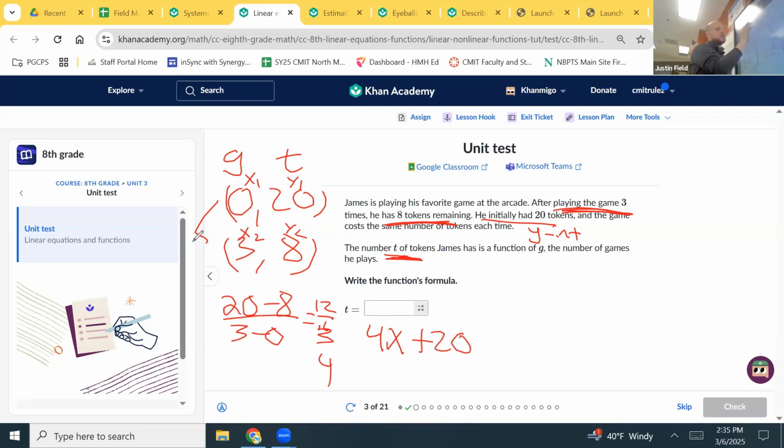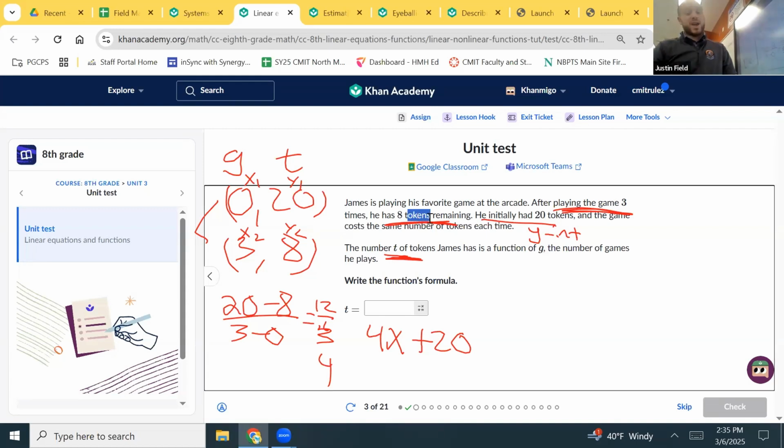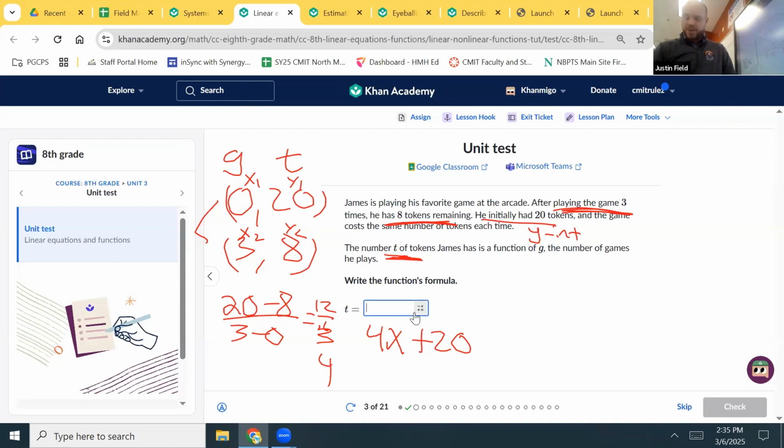We identified our 2 points. And how do we do that? How did I do that? I looked at the words after the numbers, tokens, games, and then it says T is tokens, G is games. That's kind of how I do that. Okay, we figure out what our units are.